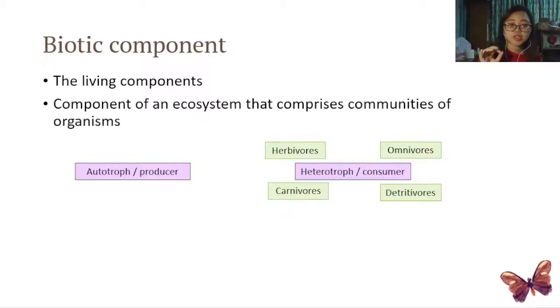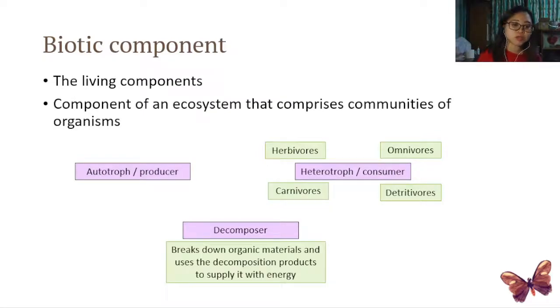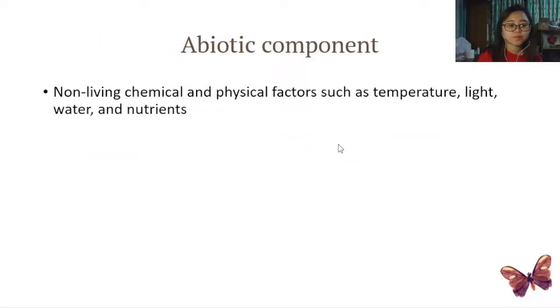detritivores. In case you kind of forgot, detritivores are organisms that eat detritus, or dead matter. So for example, earthworms are detritivores because they eat dead matter such as rotting leaves. And last but not least, we also have decomposers. Decomposers are organisms that break down organic materials and then use the decomposition products to supply themselves with energy. Those are the biotic components.